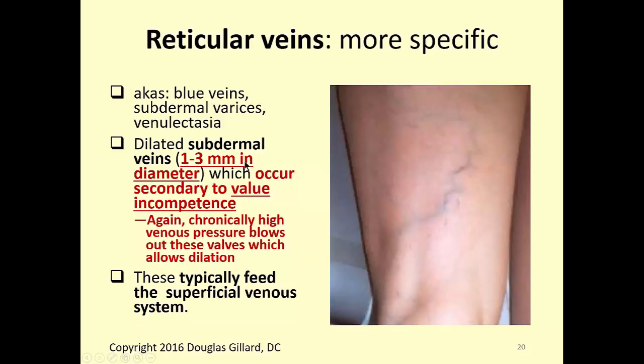So 1 to 3 millimeters. If the valves within them become incompetent, the valves are going to blow, and that's going to steadily increase the pressure as more and more valves become incompetent. These things start to get bigger and bigger. And who do these feed? These feed the superficial system.